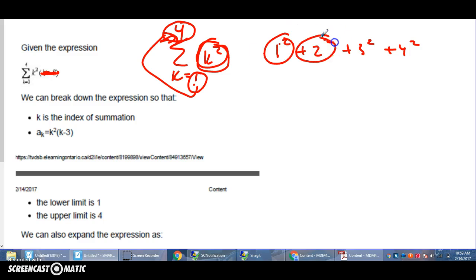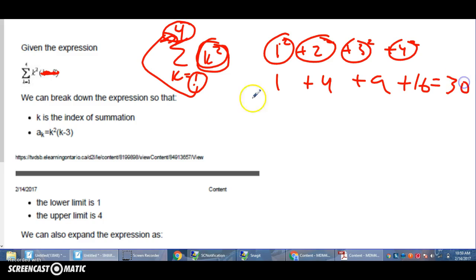So 1 squared, 2 squared, 3 squared, 4 squared, what are they? That's 1, that's 4, that's 9, that's 16. Add those together: 5, and 9 is 14, plus 16 is 30. So that's it. All this is saying is, could you please add up the values of this expression from 1 to 4? That's summation, the sum.